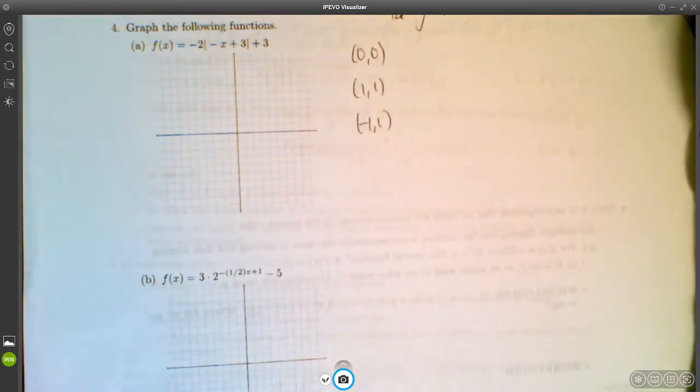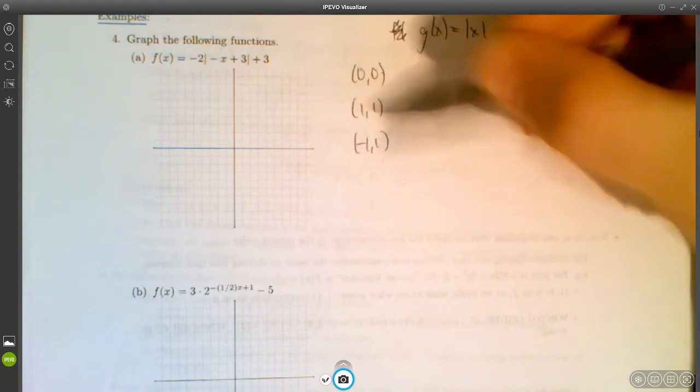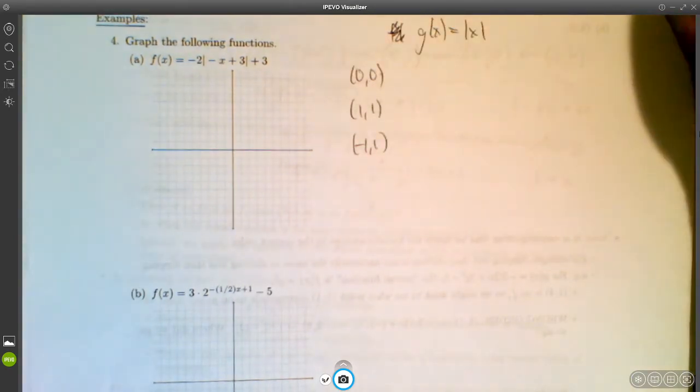So we have -2 times absolute value of negative x plus 3, plus 3. Well, I know that on f of x, maybe I'll call it g of x equals absolute value of x, the points 0, 0, 1, 1, and -1, 1 are the ones that I want to be able to plot, because that'll give me my vertex, and it'll also tell me how stretched out the graph is.